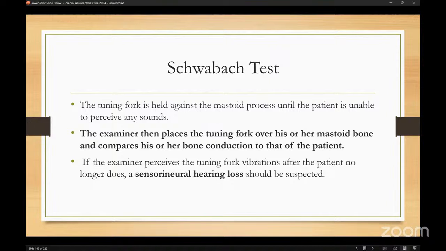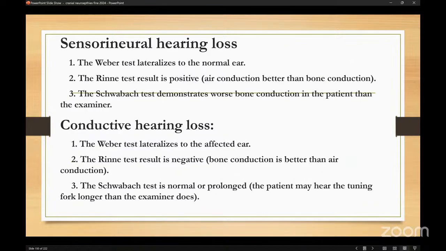Then Schwabach's test is comparing bone conduction between the patient and the examiner. If there is a sensorineural hearing loss, the Weber test lateralizes to the normal ear. Rinne's test is positive because air conduction is better than bone conduction in the affected ear. And Schwabach test demonstrates worse bone conduction in the patient than the examiner.